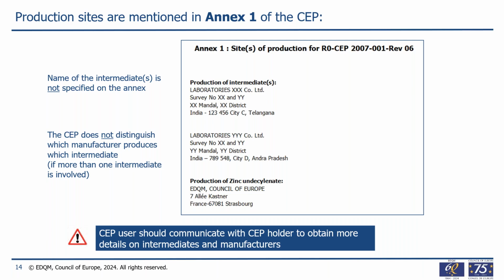Regarding the intermediate manufacturers, the names of the intermediates which are concerned are not specified on the CEP in the annex. And the CEP does not distinguish which manufacturer produces which intermediates if more than one intermediate is involved, for example. So it is the responsibility of the CEP holder to communicate with the CEP users and to share the information which needs to be included in the marketing authorization application regarding the responsibilities of intermediate manufacturers.